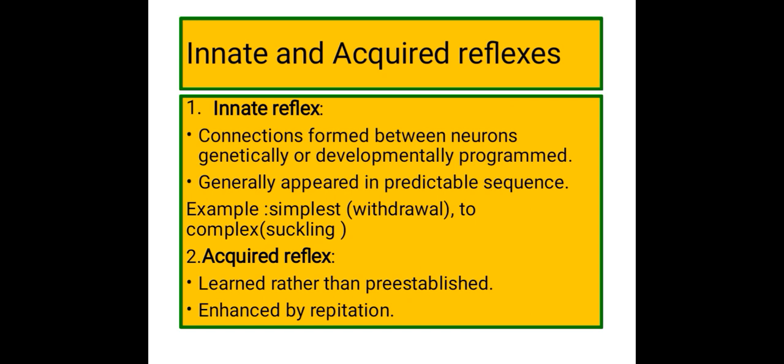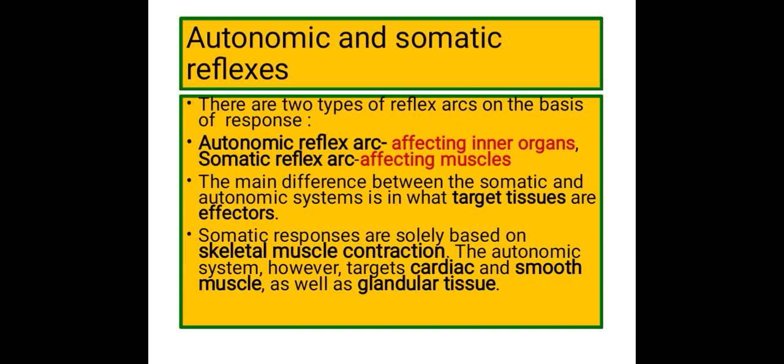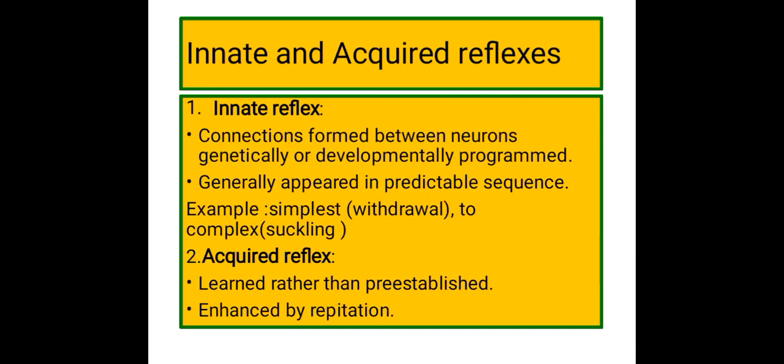Innate and acquired reflexes. Innate reflex: connections formed between neurons, genetically or developmentally programmed, generally appeared in predictable sequence. Example: simplest withdrawal to complex subtly. Then acquired reflex: learned rather than pre-established, enhanced by repetition.